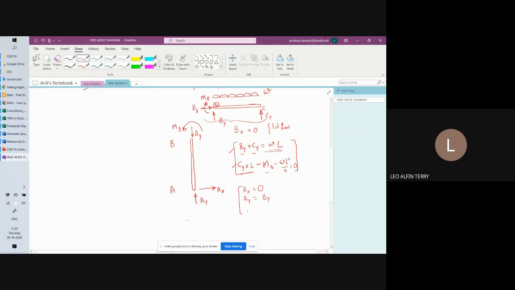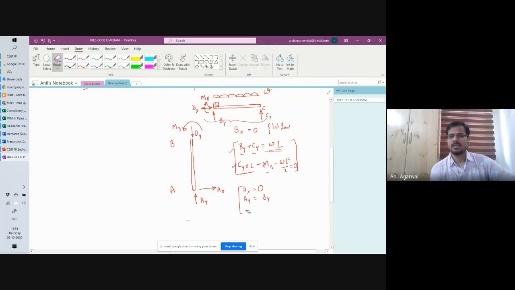Otherwise, we can write the equilibrium equation about B. MB is in a counterclockwise direction. So MB plus BY multiplied by no distance, AY multiplied by no distance, they are both passing through B, so no moment. And AX is also creating a counterclockwise moment, so plus AX times L is equal to 0. Now AX itself is 0. So MB is equal to 0.